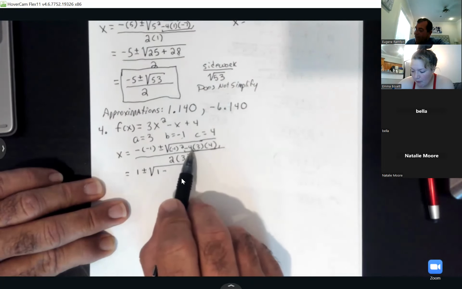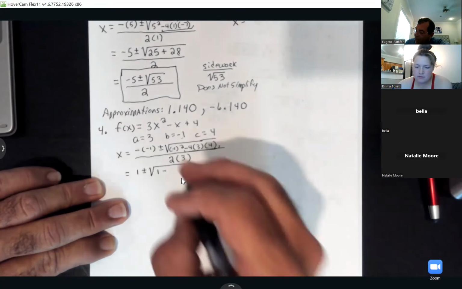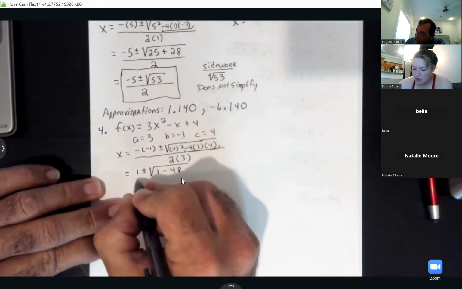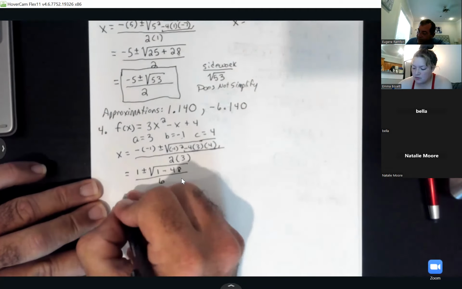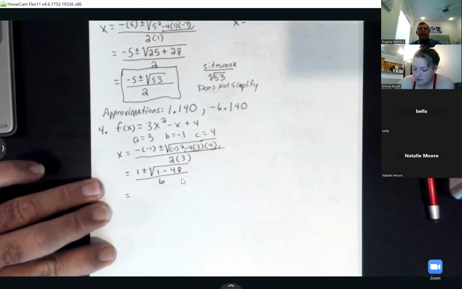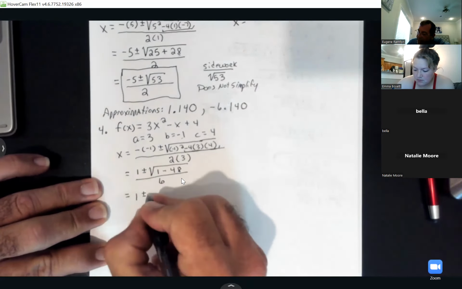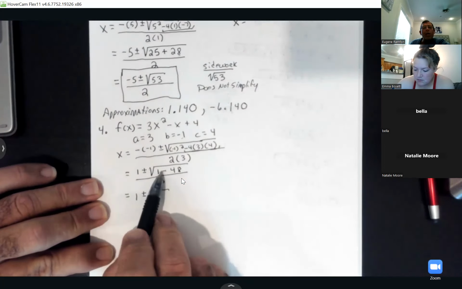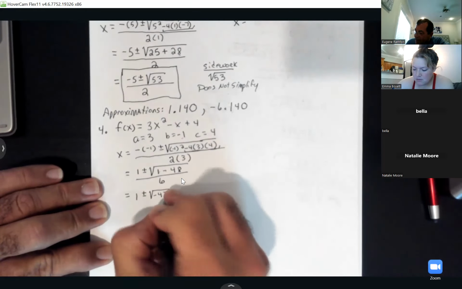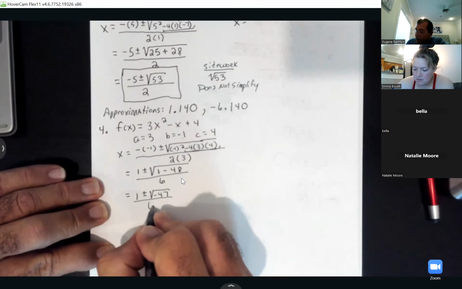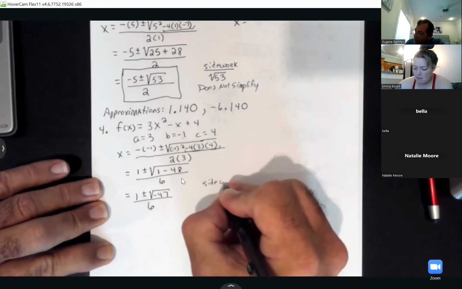And then let's see what we got. 4 times 3 is 12. 12 times 4, that's what, 48? All that over 2 times 3, which is 6. All right, I guess I can actually finish up under my radical now. So I get 1 plus or minus square root 1 minus 48. Woo, that's going to give us a -47 all over 6. So we're going to play with that radical real quick and do our side work.